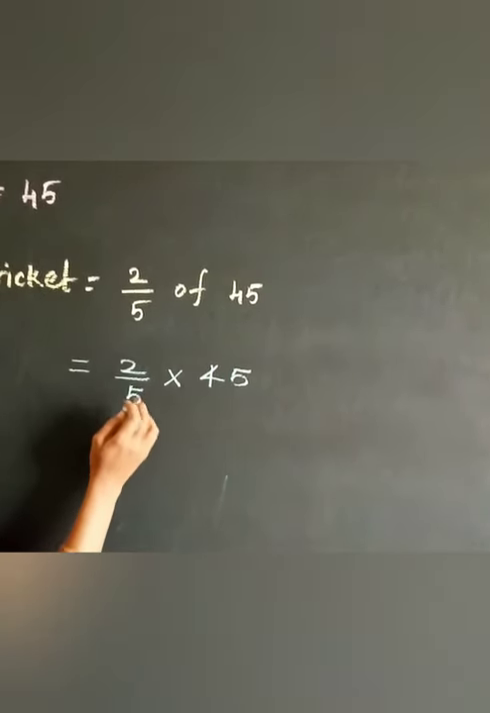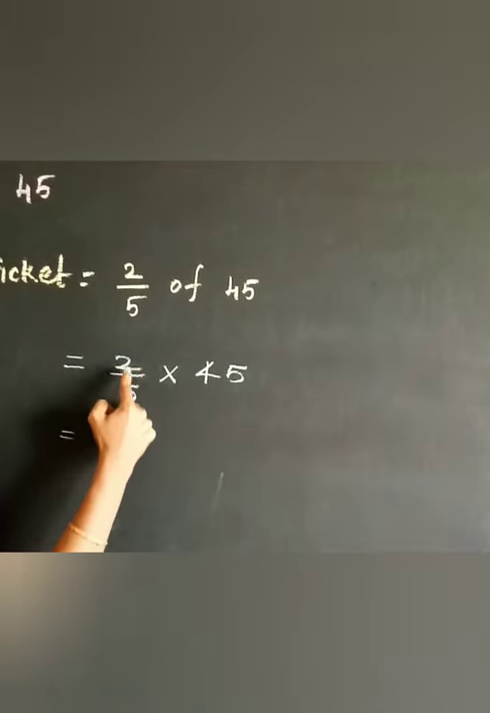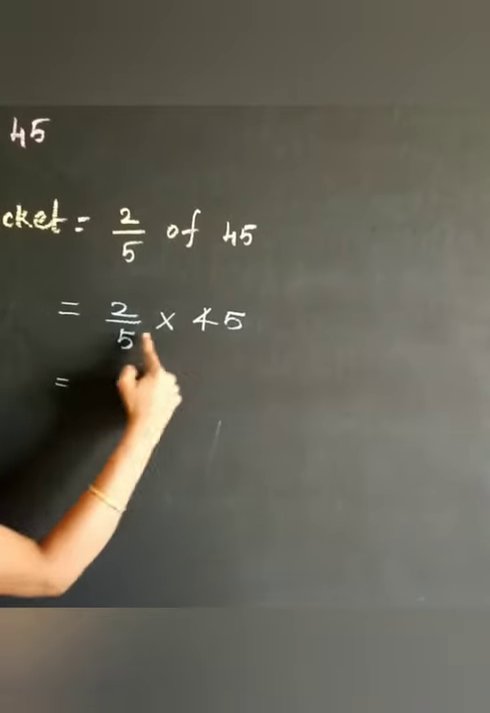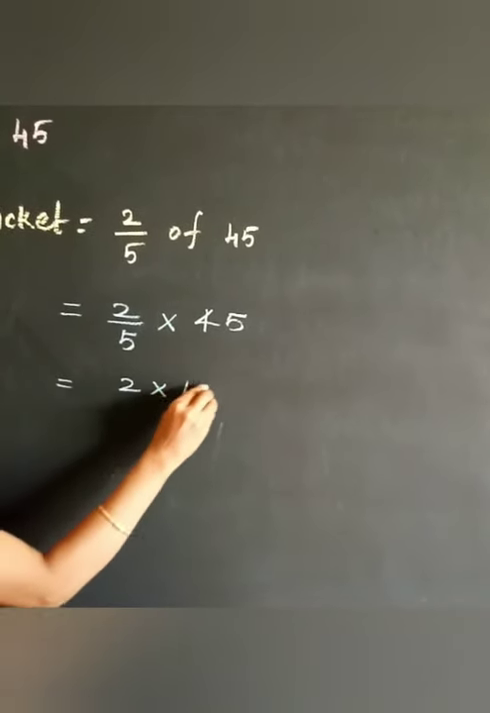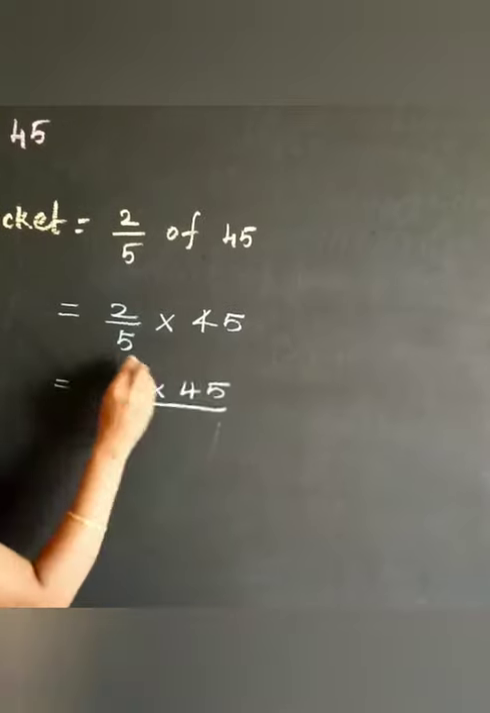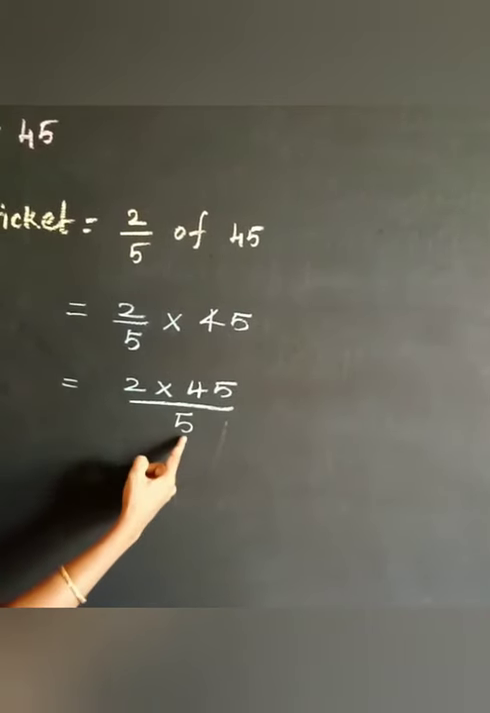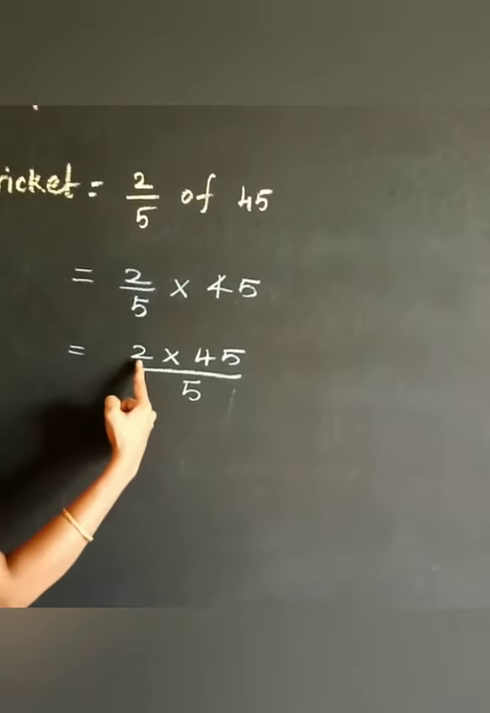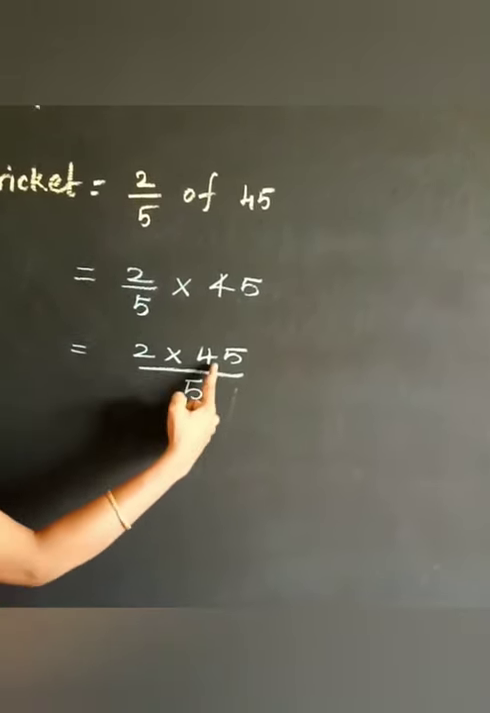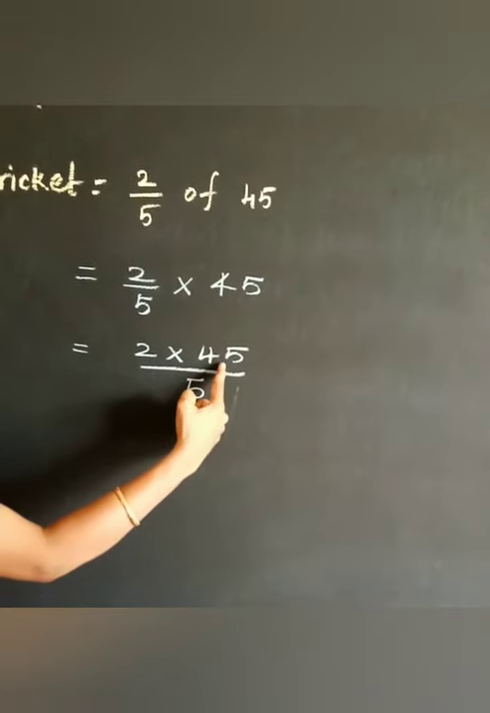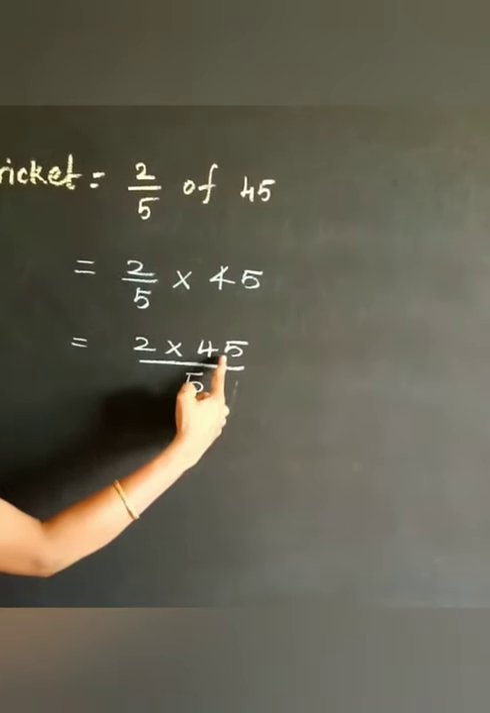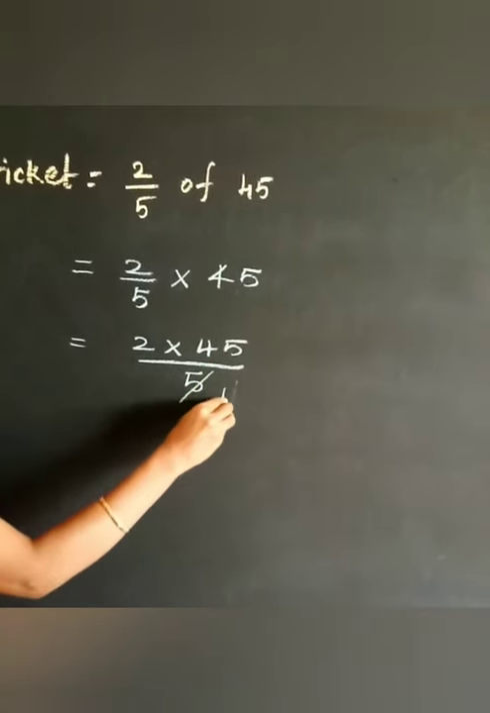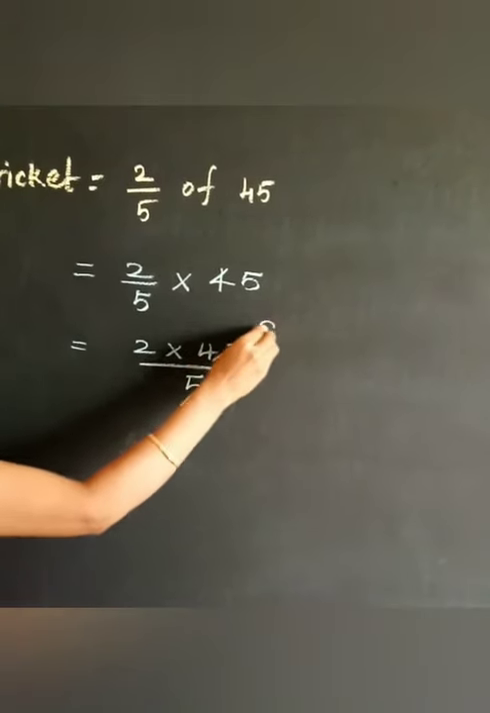And then how do you use this one? First type: whole number into fraction's numerator. You have to multiply this, that is 2 into 45, divided by the denominator 5. In the 5 table we have to simplify this, isn't it? In the 5 table it is not possible to cancel the 2, so the only possible one is 45. In 45, the 5 table, how many times? 9 times. 9 fives are 45. 1 five is 5, 9 fives are 45.